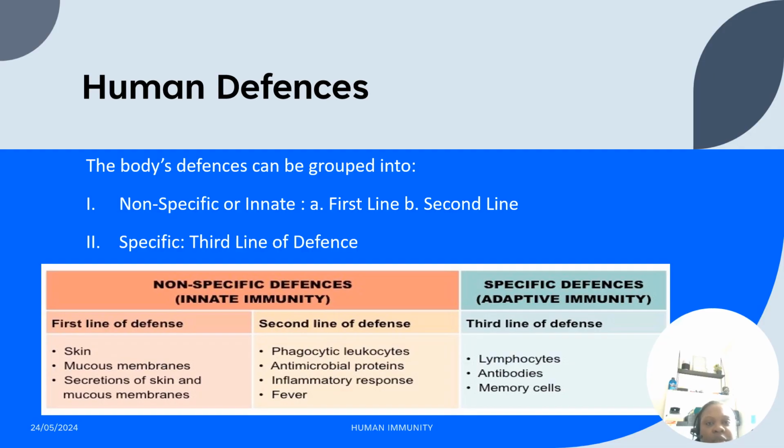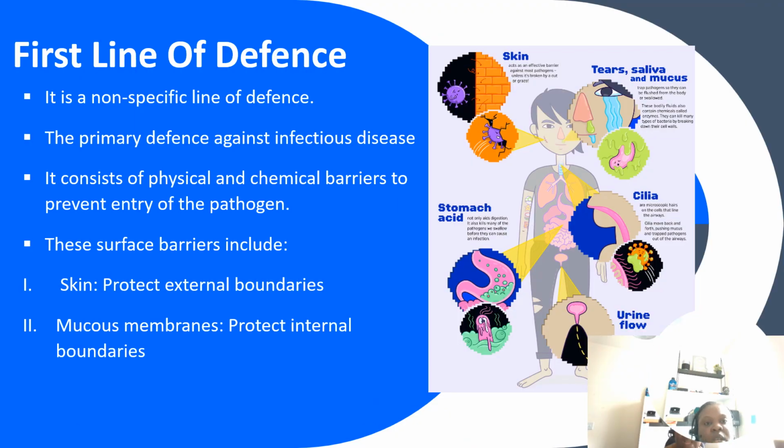When it comes to the defense humans have, we have three major lines of defense. First line of defense, second line of defense, third line of defense. Both first and second line of defense are called non-specific defenses, while third line of defense is called specific defenses. The first line of defense represents the first human defense against infectious attack, and it consists of physical, mechanical, and chemical barriers, which help to prevent entry of pathogens.